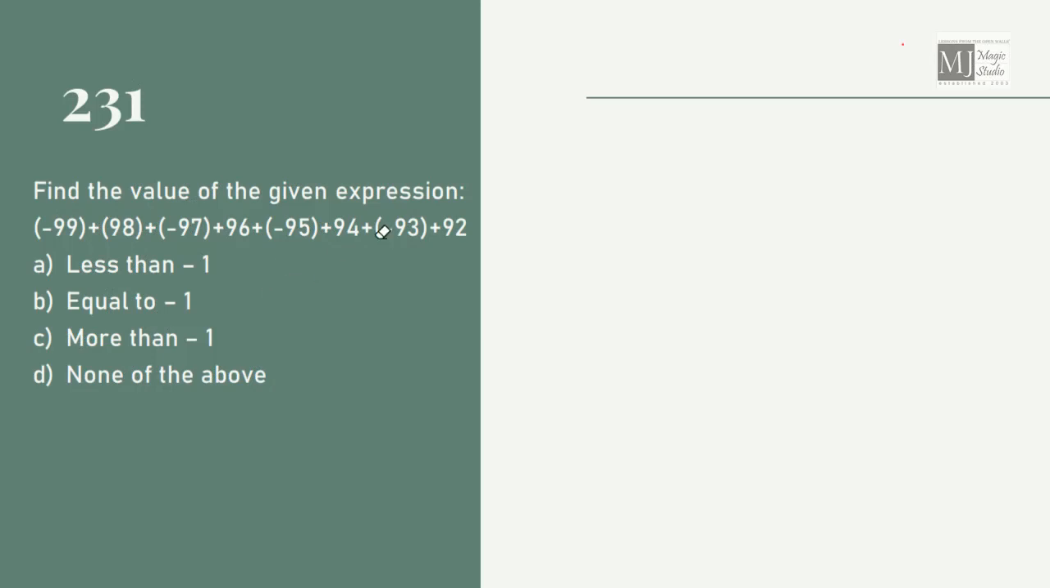Find the value of the given expression. Minus 99 plus 98, then minus 97 plus 96, minus 95 plus 94. If I can make pairs like this, then each pair is ending with minus 1, isn't it? So it is minus 1, then again minus 1, minus 1, minus 1 for 4 pairs. Answer should be minus 4.